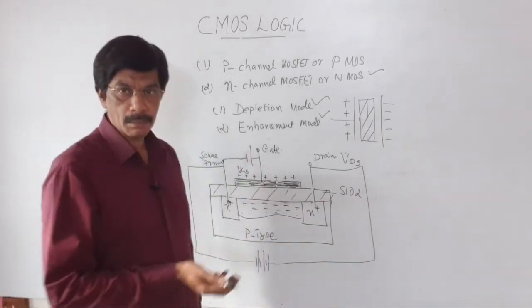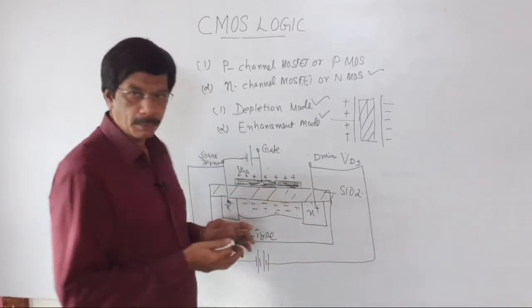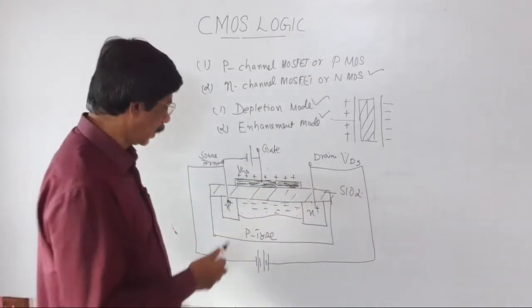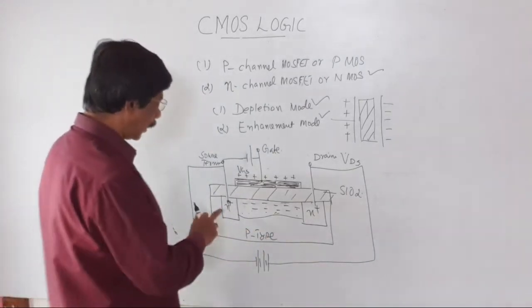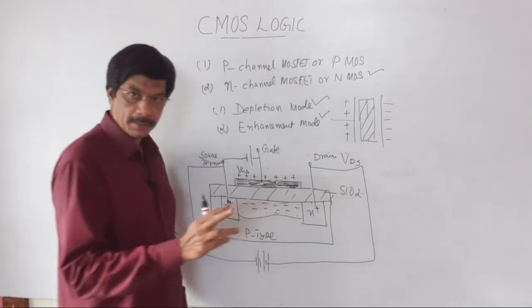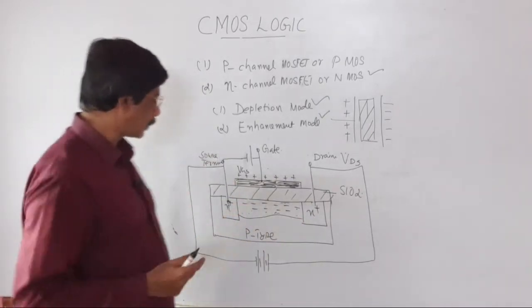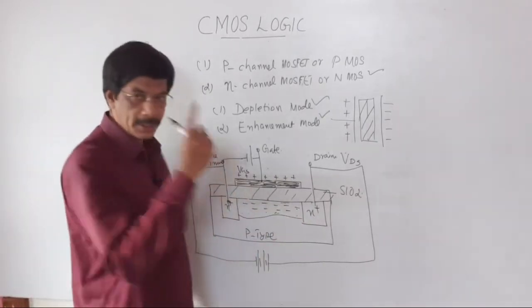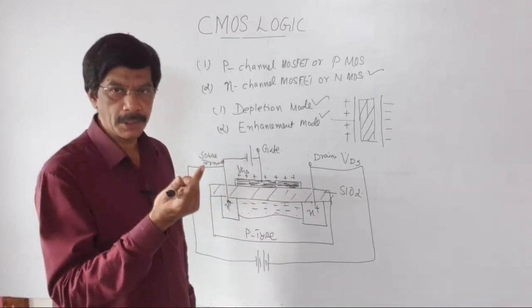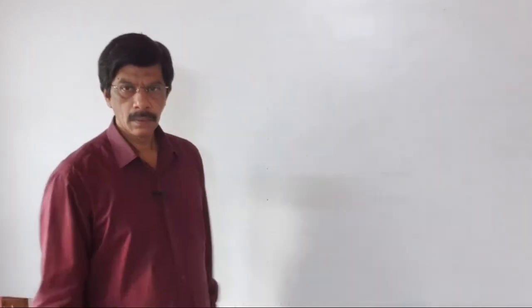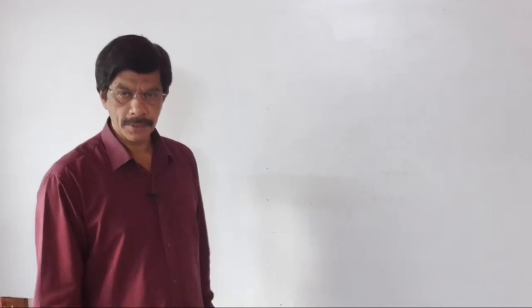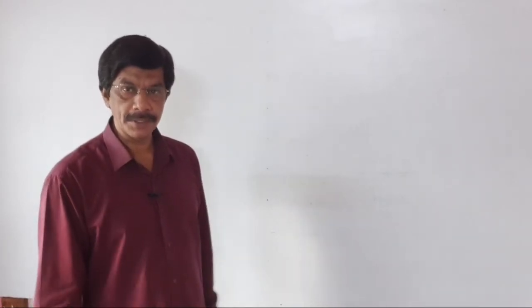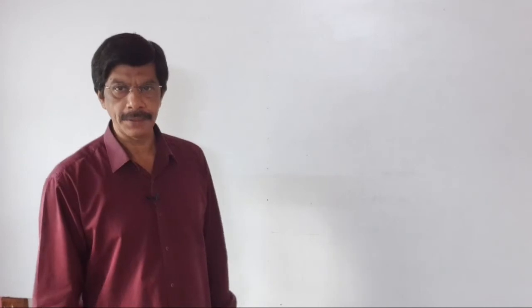In the case of P-channel MOSFET, the same argument holds good, but the only difference is that the body is made up of N-type semiconductor, and the source and drain regions are made up of P-type semiconductor, and the channel is a P-channel. Therefore, it is called a P-channel MOSFET. Now, let us compare PMOS and NMOS transistors with PNP and NPN transistors.